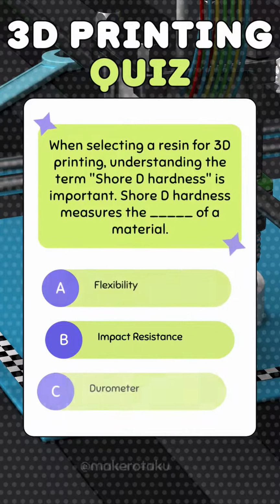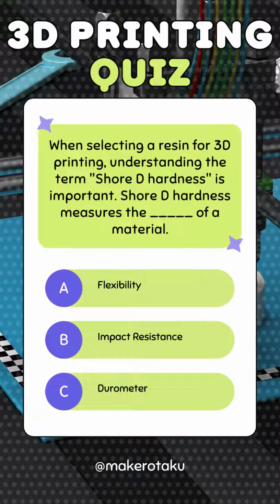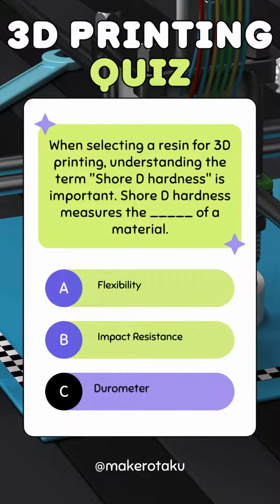When selecting a resin for 3D printing, understanding the term Shore D hardness is important. Shore D hardness measures the durometer of a material. A. Flexibility. B. Impact resistance. C. Durometer. Answer: C. Durometer.